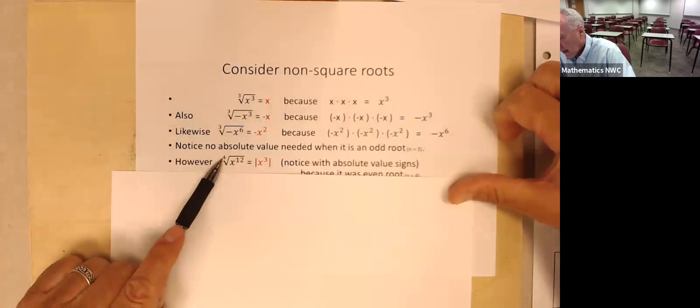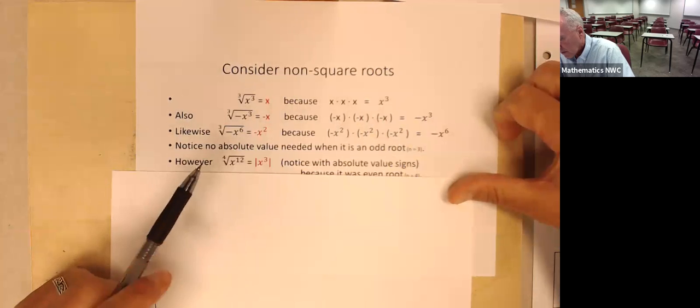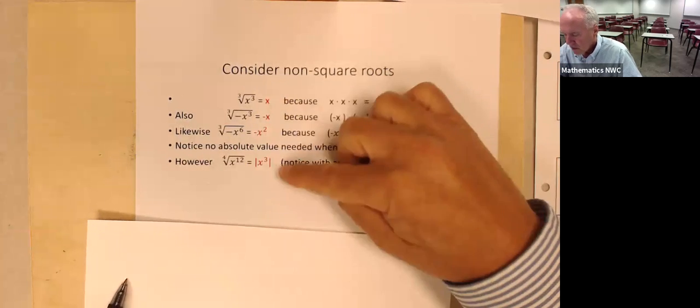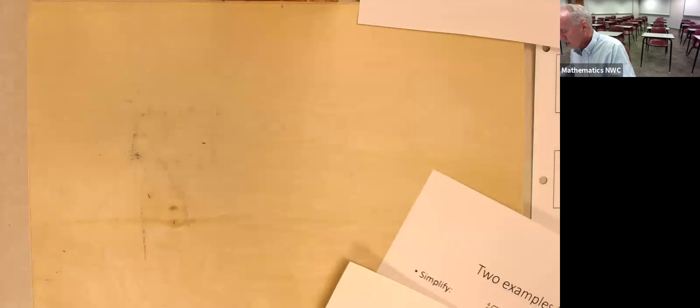With an even root like 4, the fourth root's an even number, then I need the absolute value signs. And the answer was x cubed because 3 plus 3 plus 3 plus 3, 4 times, gives me the 12. I needed the absolute value signs. Make sure that you keep the difference between the two. Well, let's do just a few more examples here.